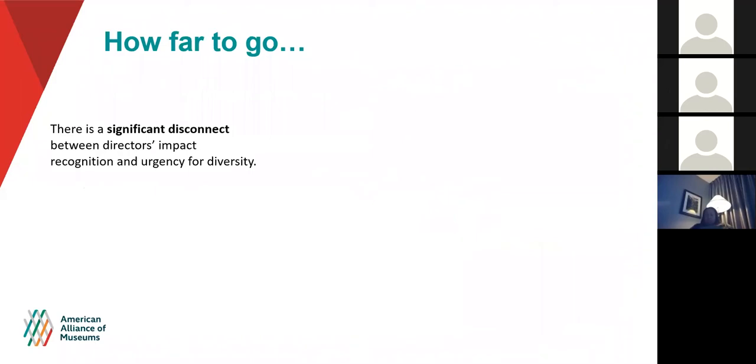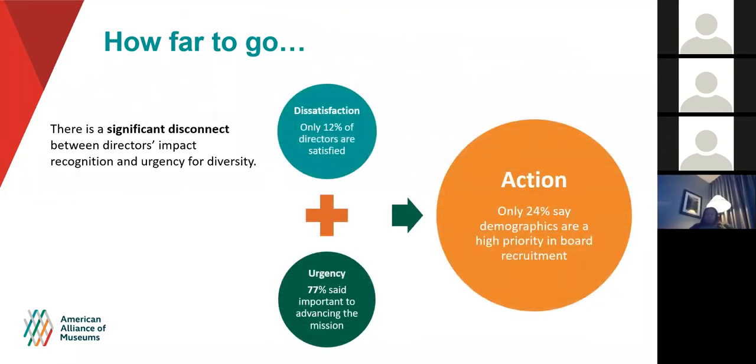In figuring out how far we have to go, the report also dug into awareness of the challenge versus the effectiveness of different strategies that we are putting in place. And what we found is that there is a significant disconnect between the directors' impact recognition, meaning understanding, being aware of the fact that diversity and inclusion are an issue, and the urgency around solving that. Only 12% of the directors surveyed are satisfied with their board composition. This is very much in line with the slide previously that showed that we understand that this is an issue and want to work on it.